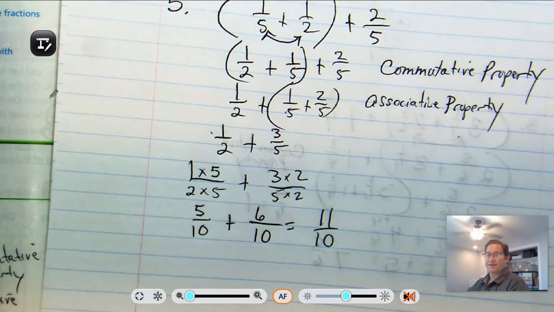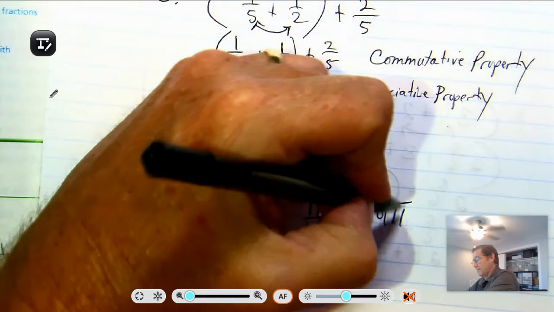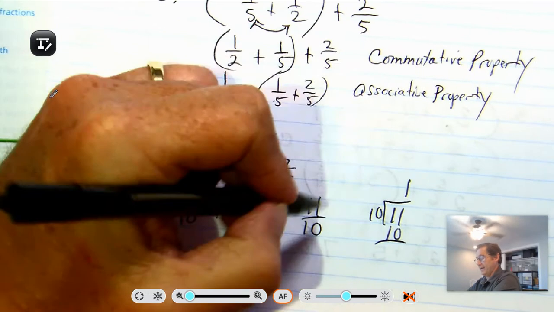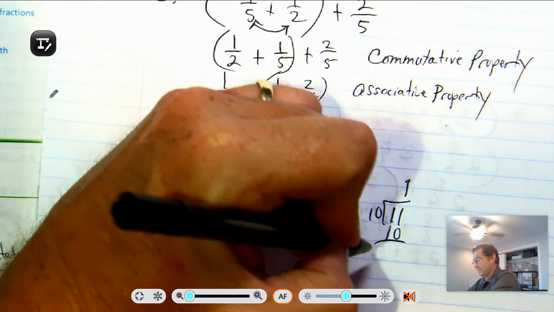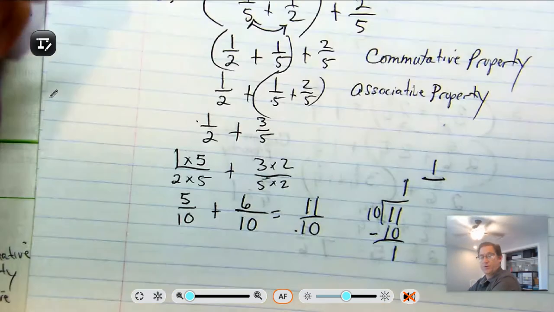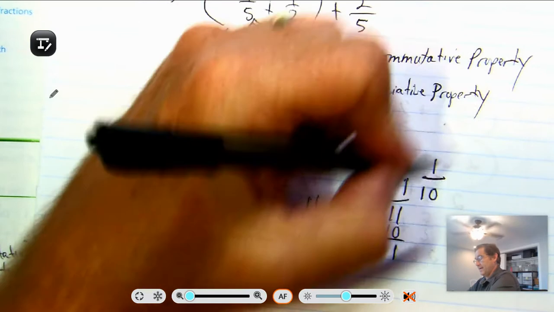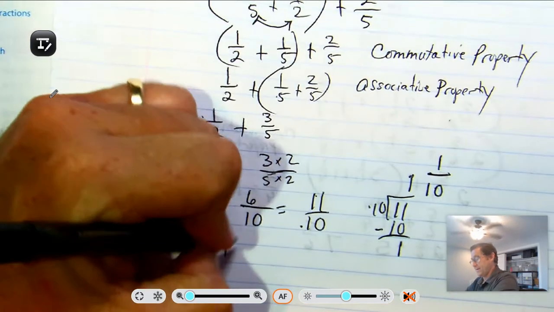11/10. That is a fraction greater than 1. We're not going to leave it like that. So I'm going to divide 11 by 10. I have a quotient of 1 with a remainder of 1. The remainder is the numerator, and the divisor 10 is the denominator. So 1 and 1/10.